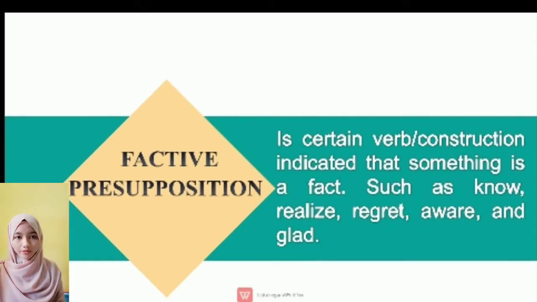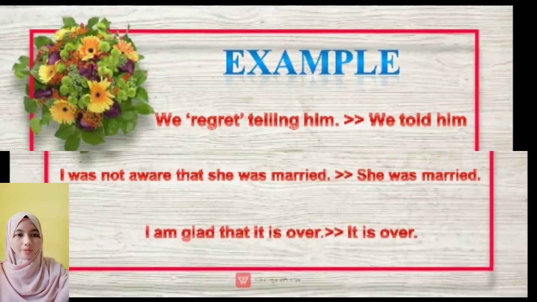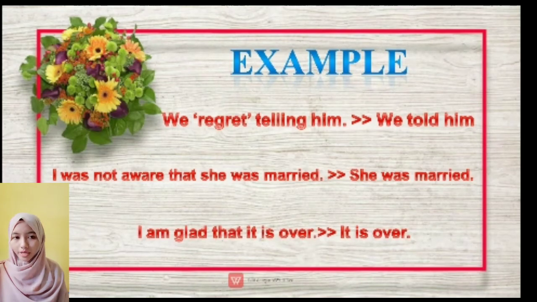That is factive presupposition. Factive presupposition is when certain verbs or constructions indicate that something is a fact, such as know, realize, regret, aware, and glad. Let's see the example directly. We regret telling him. We can presuppose we told him. The next example is I wasn't aware that she was married. We can presuppose that she was married.